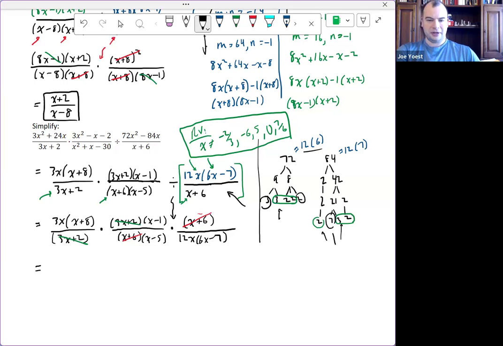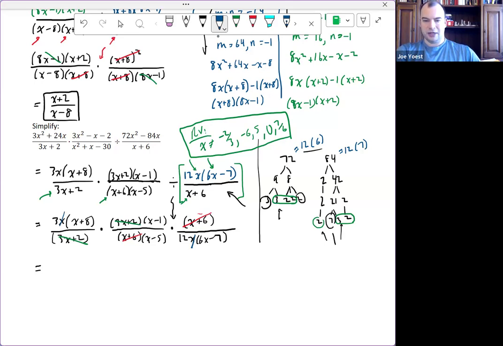I can divide out my factors of x plus 6. I can divide out the factors of 3x plus 2. Anything else? The x plus 5 on the bottom doesn't look like it shares any common factors. 6x minus 7, no, x minus 1, x plus 8. But I do actually see a little more that I can work with here. The factor of x all the way out in front and all the way here at the end can divide out.